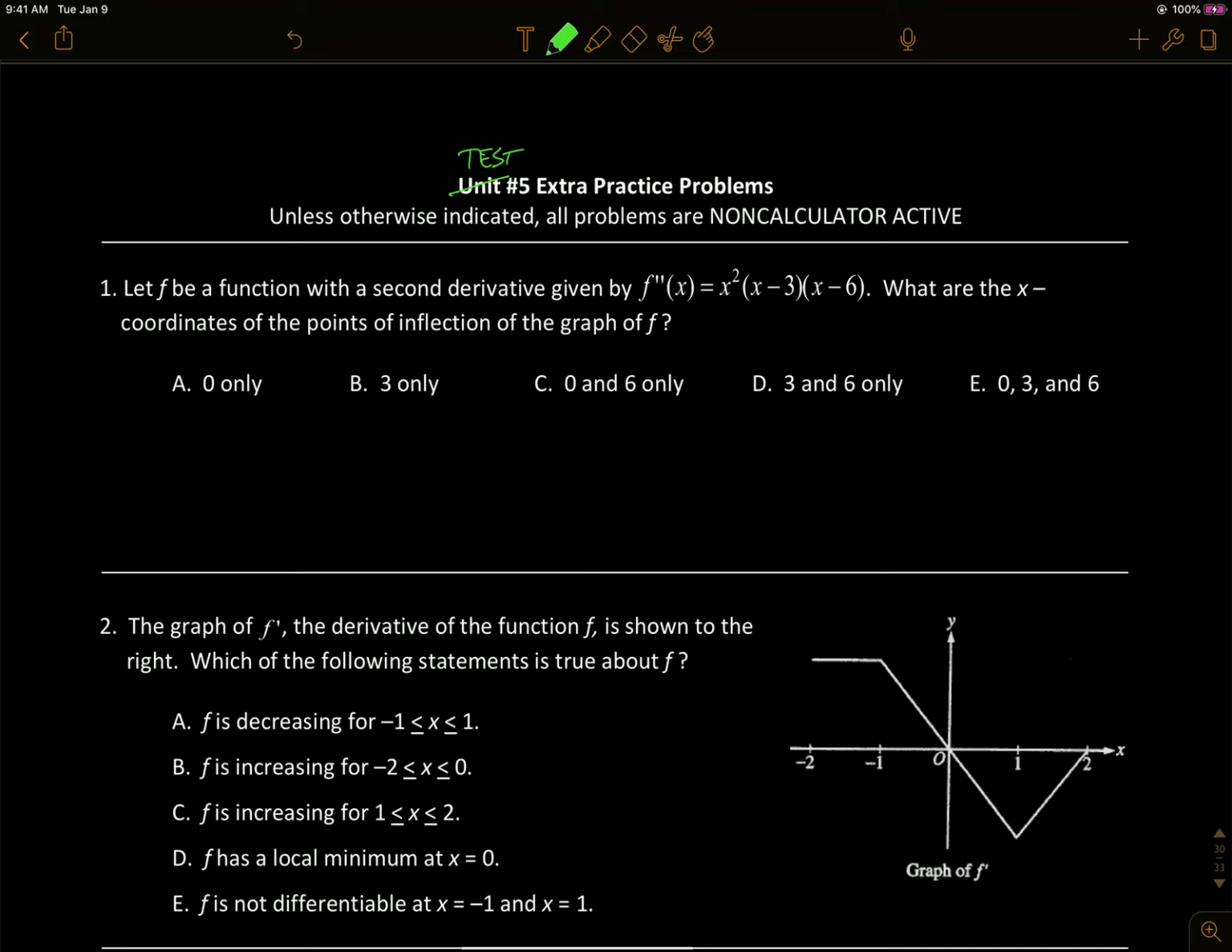Okay, let's run through the multiple choice in preparation for our test. So let f be a function with a second derivative given here. What are the x coordinates of the points of inflection?